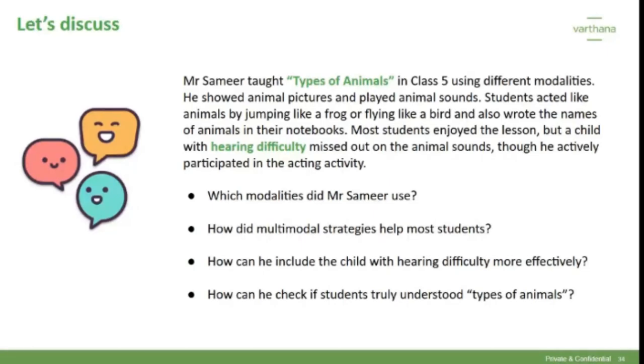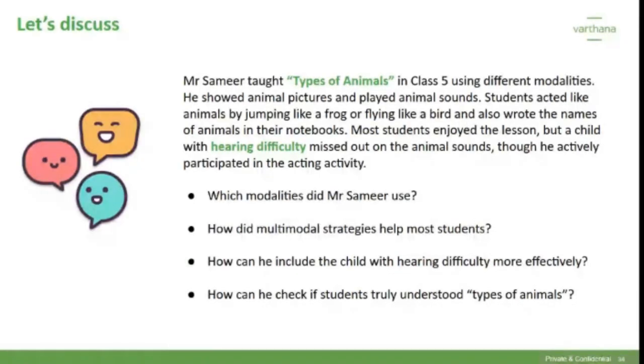Then how did multimodal strategies help most students? You can see that it is said that most students enjoyed the lesson. It means that they remained engaged in the classroom. So how were they engaged? Through pictures, sounds, actions, writing. So all the students in the class were engaged. With this, we can say that the teaching helped most students.